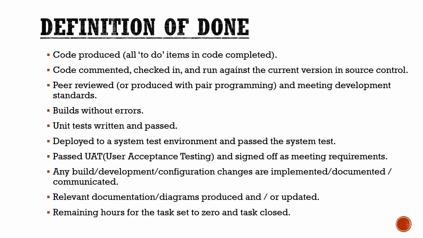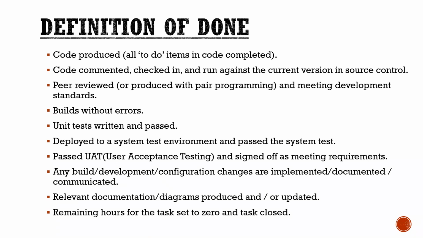Certain code may be commented, certain code may be checked in for execution, and certain code we have to run with the existing version in source control. That is also considered part of the definition of done, because if code is commented out, it means that code is not necessary for the current software release. And so we need to run against the current version. Then we have to check whether the software is running properly or not.